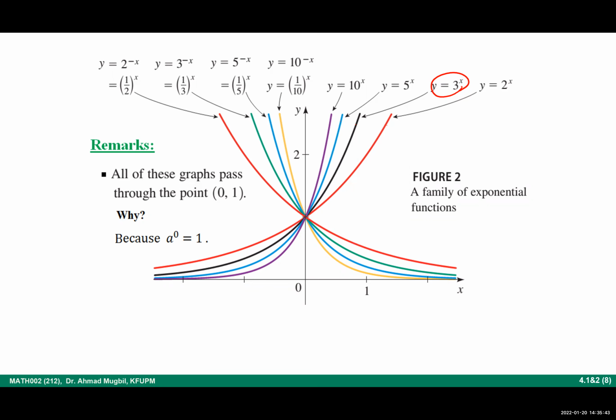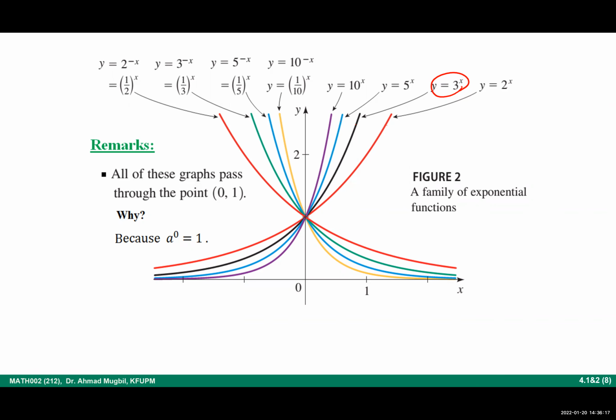Yes, please. They do not intersect the x-axis. You're right. The x-axis is a horizontal asymptote. They will never ever intersect this line. I'm talking about a to the power x. Again, what else? Yes, we did that. We said that all these graphs pass through the point (0, 1). What else? They are continuous functions. Excellent.